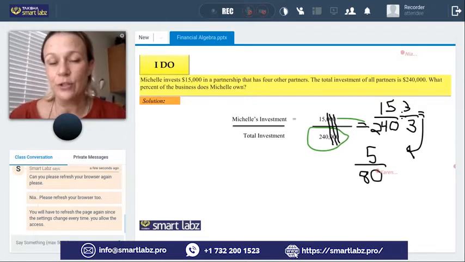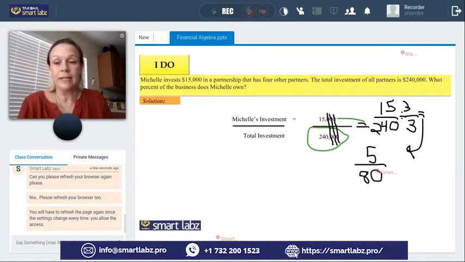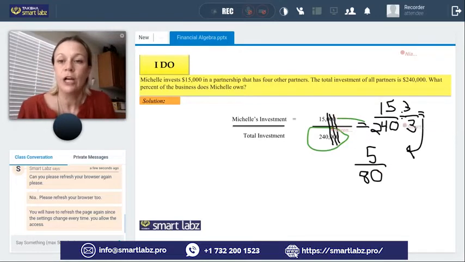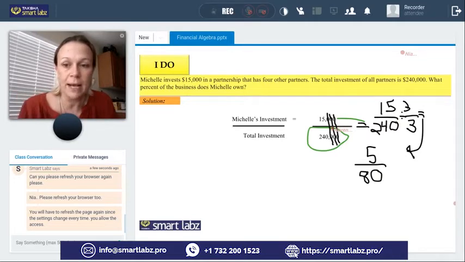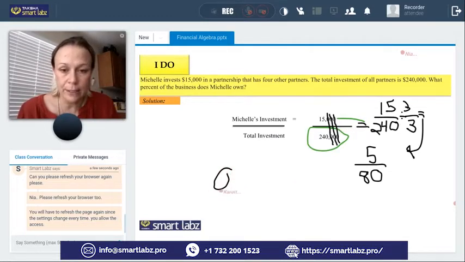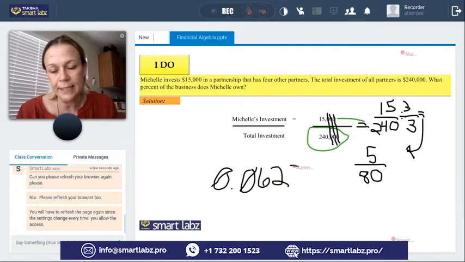80 goes into 5. So this is where I'm actually going to get my calculator out. And I'm going to say 5 divided by 80, because that's what we're looking at. And again, you could have just done that with the initial investment instead of actually minimizing the fraction. But we're going to take 5 divided by 80, and we're going to get 0.0625. I like putting lines through my zeros.